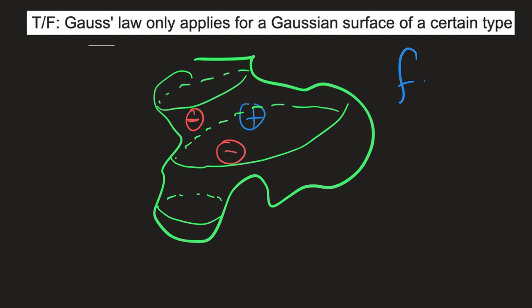This is indeed false. You can always draw any surface around charges, and that is going to be a Gaussian surface for which you can apply Gauss's law. The only problem is that it's really hard to use Gauss's law here because Gauss's law involves you doing an integral of the electric field dotted into the area vectors.